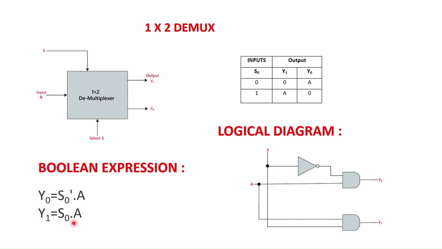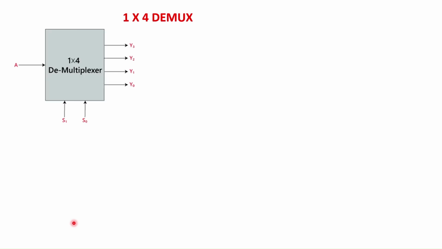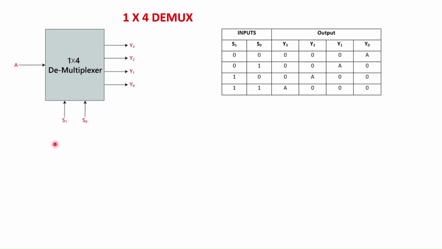Next one is the 1:4 demultiplexer. It has one input and 4 outputs. 2 power 2 outputs are there in the 1:4 demultiplexer. We could write 4 as 2 power 2, so the value of n is equal to 2. So there are two selection inputs. Depending upon the selection input, the input A will appear across any one of these output lines.